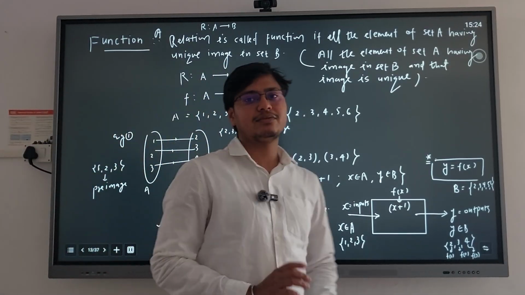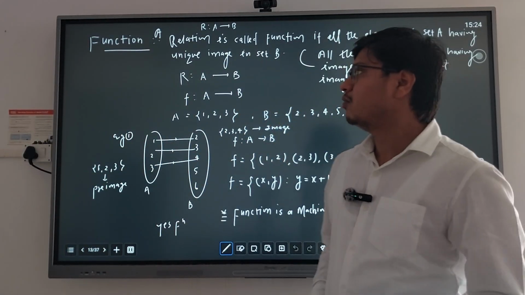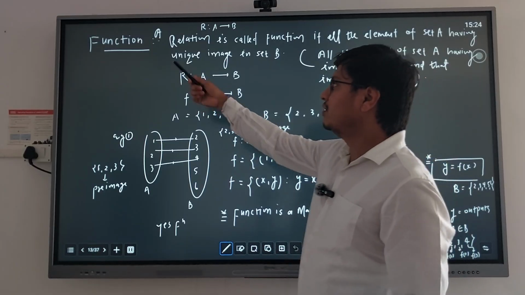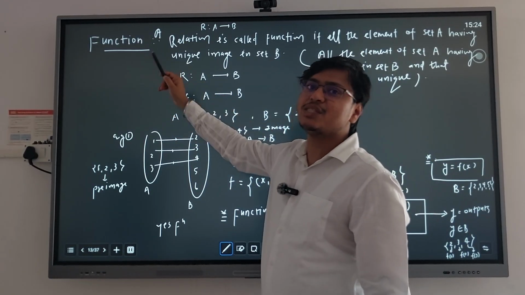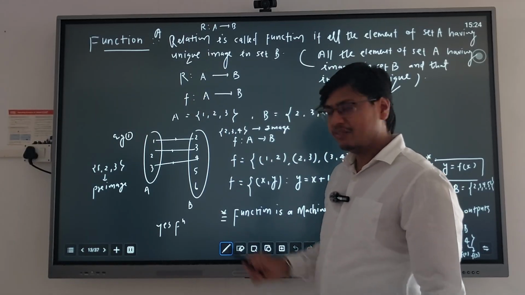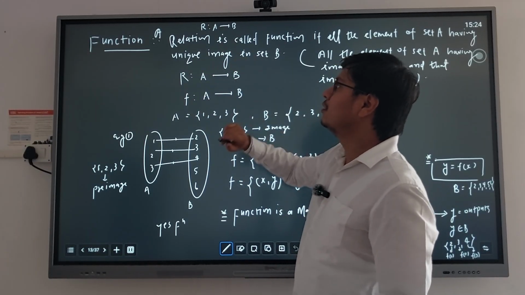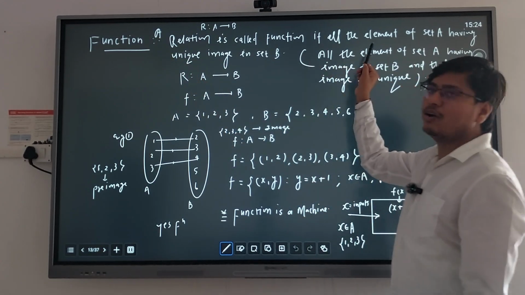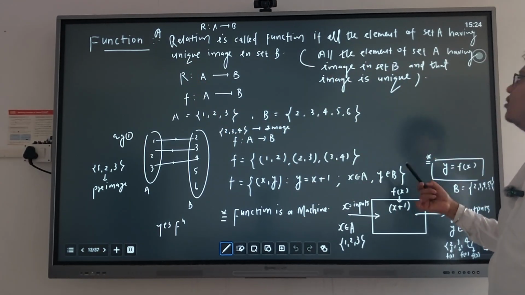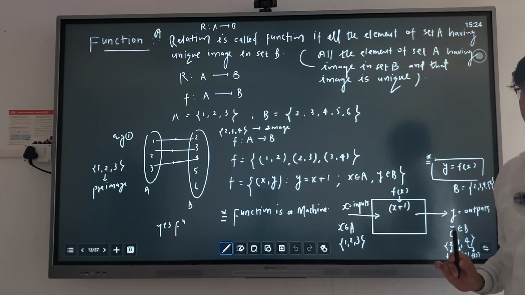Actually, a function is a machine. Function is a machine, but we define the function from the point of view of relation. So a function is a special type of relation. If a relation is defined from A to B, then a relation will become a function if all the elements of set A have a unique image in set B.